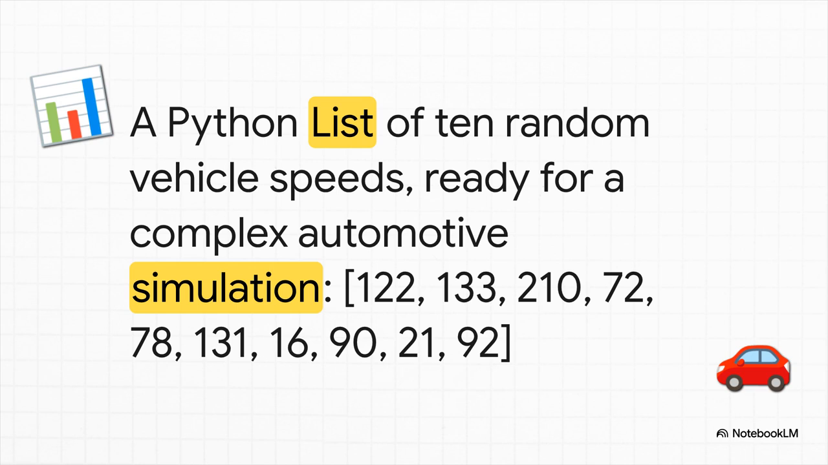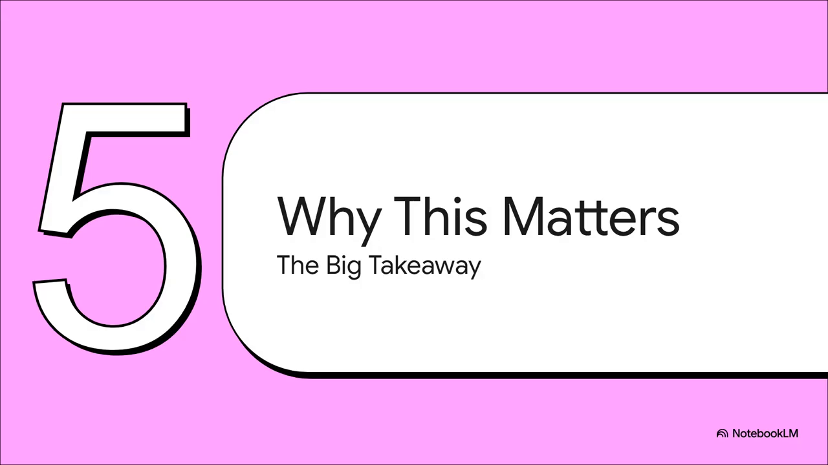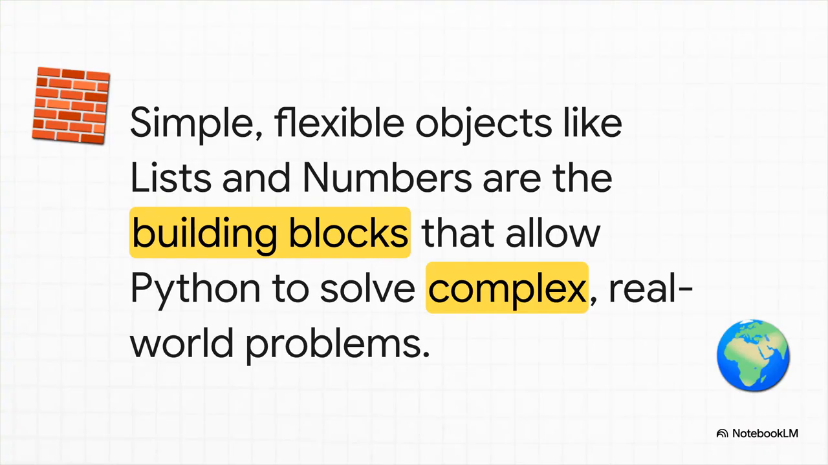Pretty cool. So, we've gone from these abstract object types all the way to a practical list of numbers. But what's the big takeaway here? Why does a simple example like this actually matter so much? And this is really it. Python's power doesn't come from being complicated. It comes from having simple, flexible, and powerful building blocks, like lists and numbers, that you can combine to build solutions for incredibly complex problems, whether that's in car engineering, scientific research, or financial analysis.